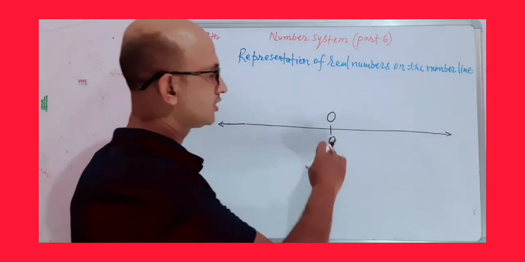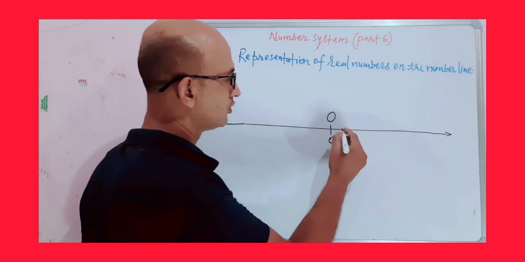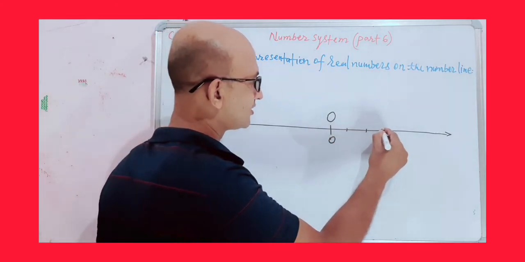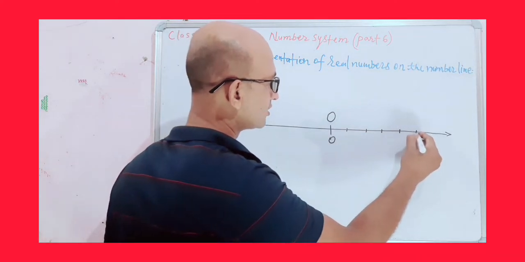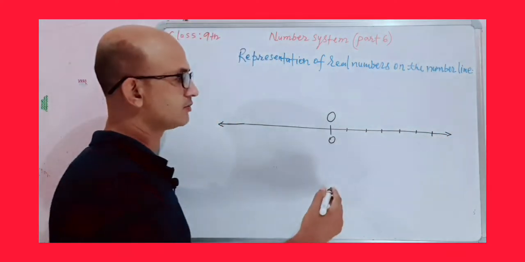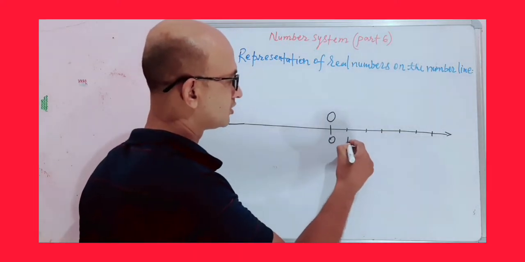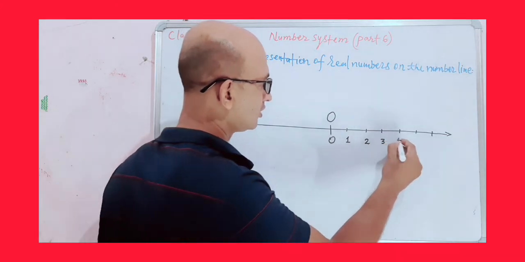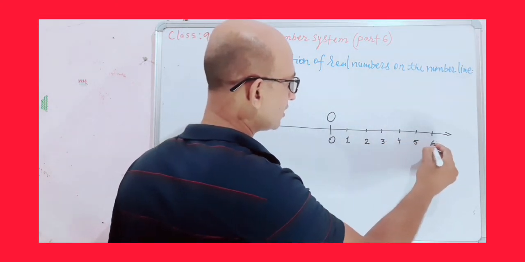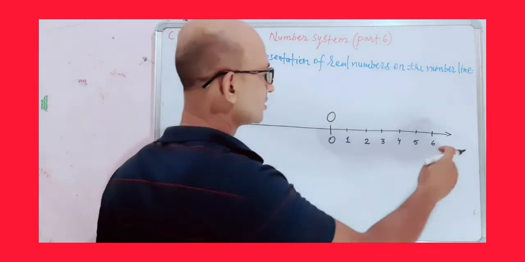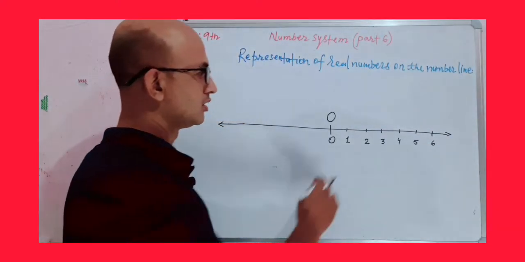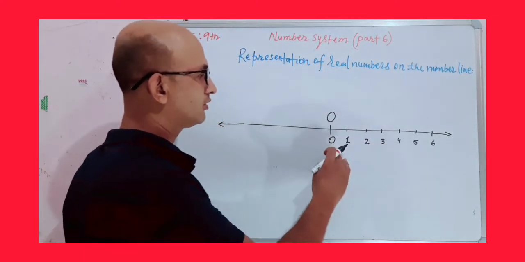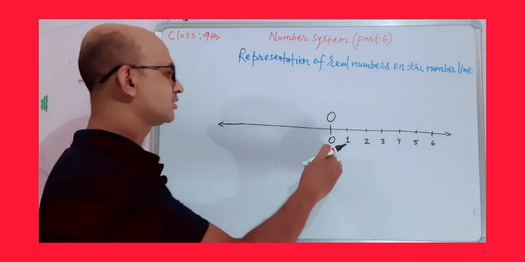Now, on the right side of this point O, we mark points at equal distances, taking a suitable scale. In this way, we get points representing the numbers 1, 2, 3, 4, 5 and 6. These numbers are natural numbers. You will note that natural numbers lie on the right side of the number 0.